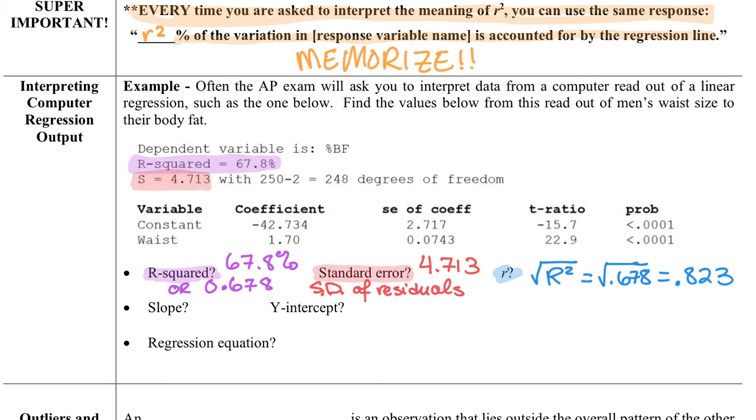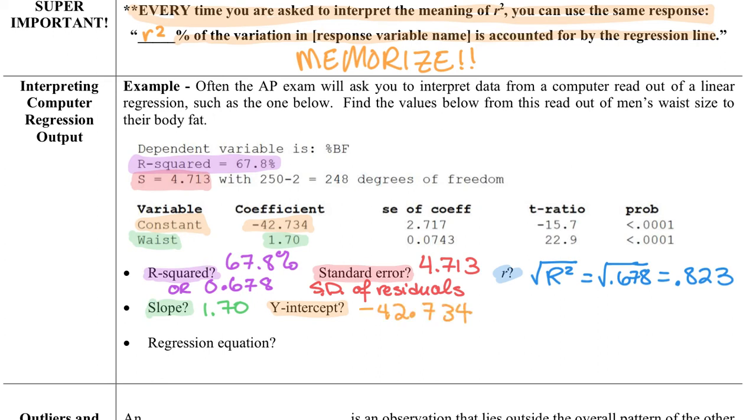Next are the hardest two to find, in my opinion, the slope. The slope is right here. It is always with the explanatory variable. It's called the coefficient because it will be multiplied to your explanatory variable. And finally, the y-intercept. It's right here. It's always a constant. If we think about our linear equations, that will always be your constant.